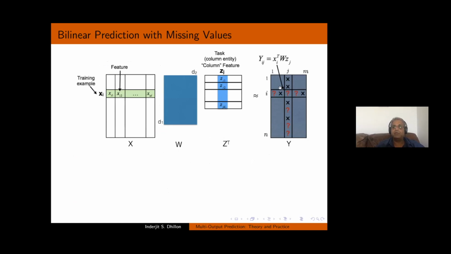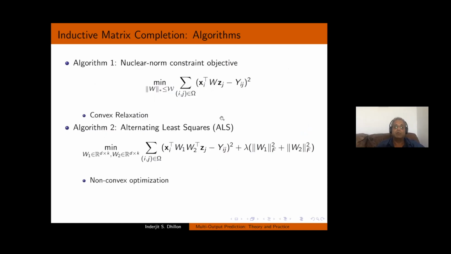In practice, when we come to this problem, we are back in the same setting where the outputs also have missing values. So when the outputs have missing values, then we can formulate the problem in a very similar manner, right? So now I have both xi as input features, zj as output features. And now my model is yij minus xi transpose w zj, right?